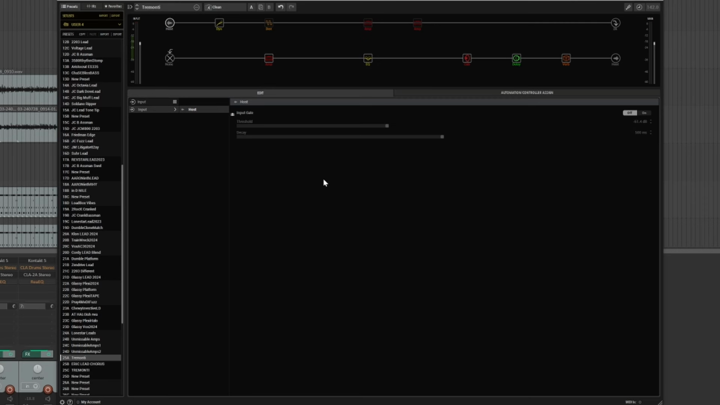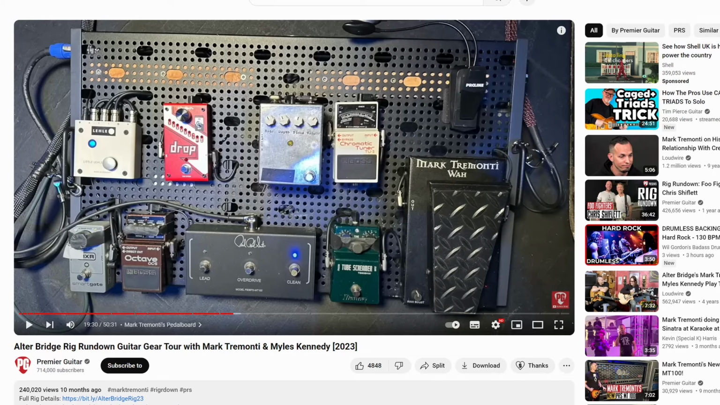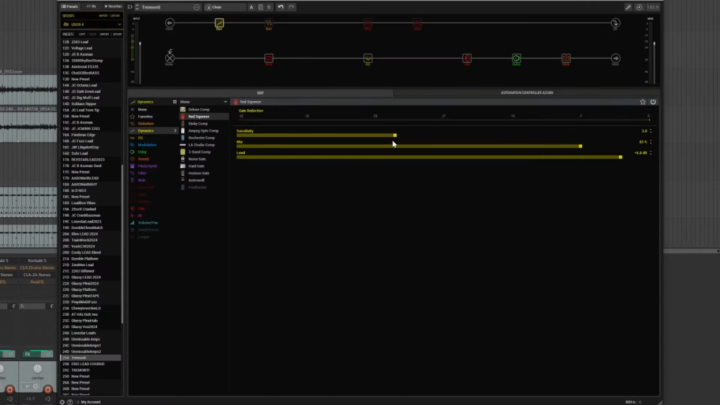But I watched a bit of a rig rundown with Mark's more recent rig. I had someone ask if I could check out some Mark Tremonti style tones. I'm not going to tell you that this is the most accurate or anything like that, but if I was working with the Helix and trying to get in the ballpark here, I can show you what I did. So we'll start with our clean. I'm running a compressor at the front here. I don't think Mark necessarily does that, but that's the settings I have going on here. The Red Squeeze, MXR Dynacomp, sensitivity at 3.8, mix at 83%, and the level at plus 6.8.